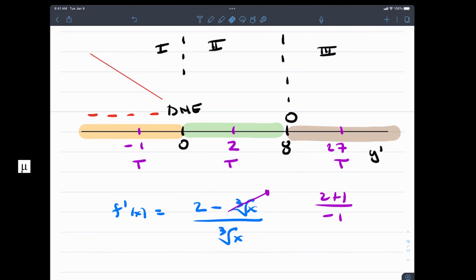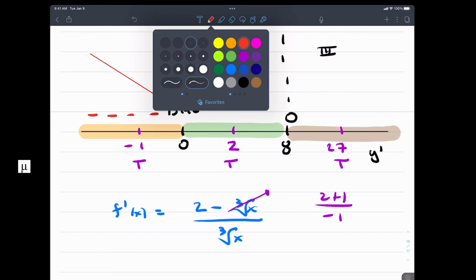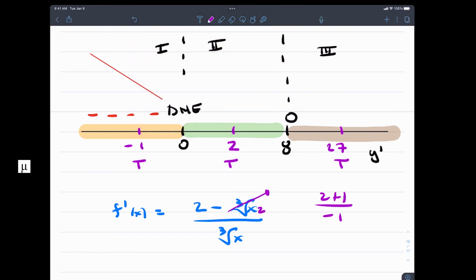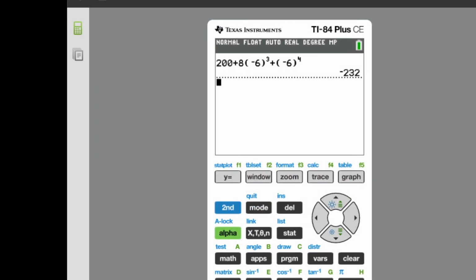What happens when I plug in the 2? Anybody know the cube root of 2? What's 2 minus the cube root of 2? See, the cube root of 2, I don't even care about the answer, really, because it's positive, but I do care about the 2 minus the cube root of 2. I wonder what that is.